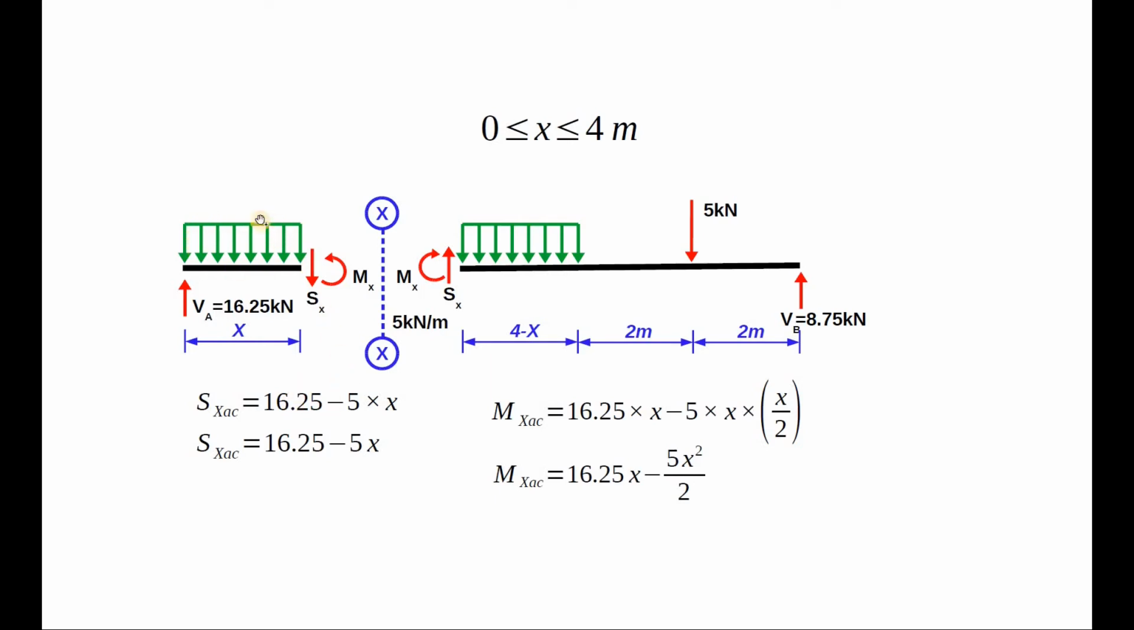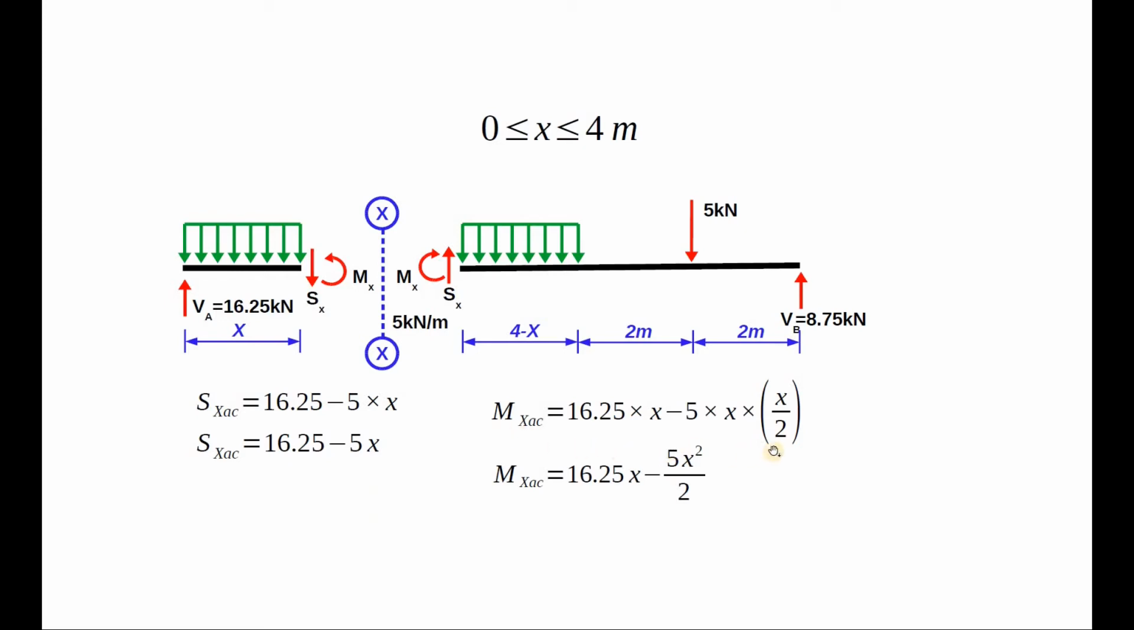The UDL, or you can say the partial UDL, acting on the length of x meters, is going downwards. The total value of that UDL is 5 into x, and because it's going downward, it is considered negative. So the final expression for shear force becomes 16.25 minus 5x.